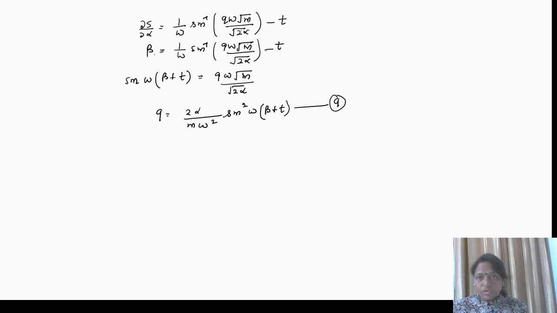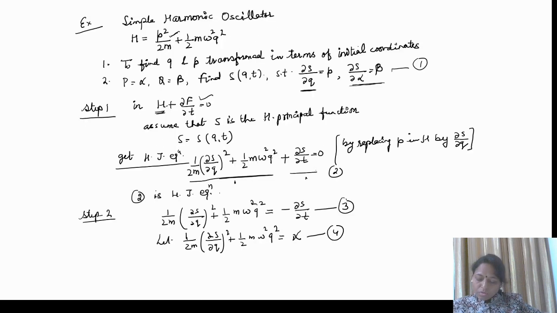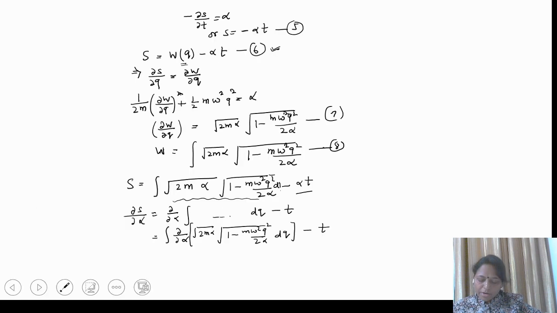So my purpose was to find Q in terms of initial coordinates. I'll proceed for that. First of all, I'll try to find what is my P. You know that this is also the relation here. This is a relation: delta S by delta Q is equal to P. So now I'll use it.